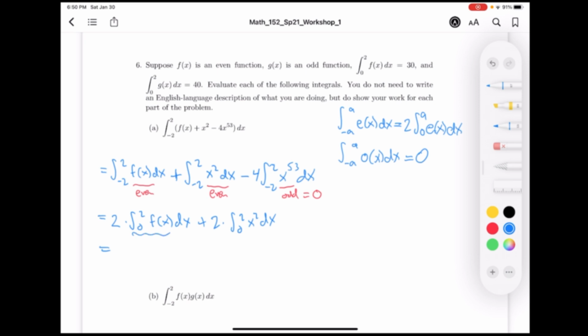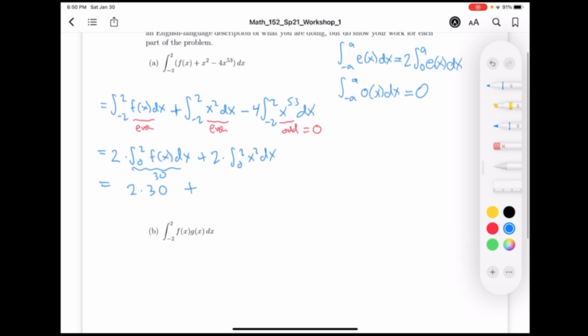So we're given the fact that that's equal to 30. And so this is going to equal 2 times 30. And we'll have to actually evaluate this one the old-fashioned way. This is going to be 2 times the antiderivative of x squared, which is x cubed over 3, from 0 to 2. That's just going to be 8 over 3 minus 0 over 3.